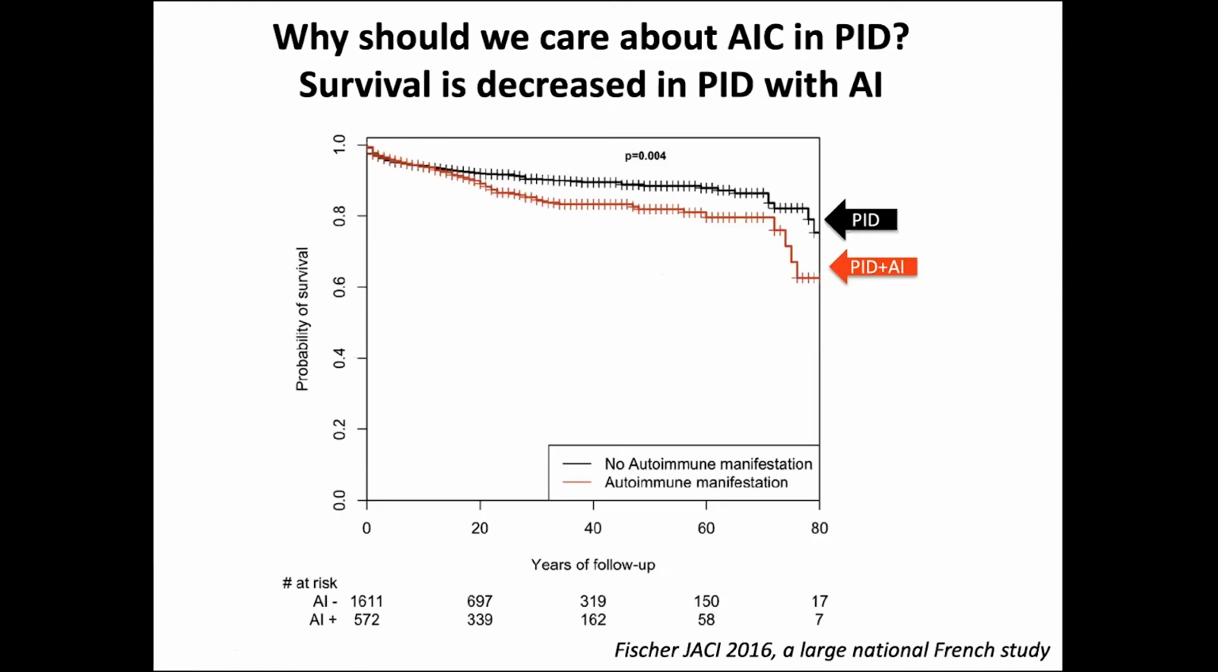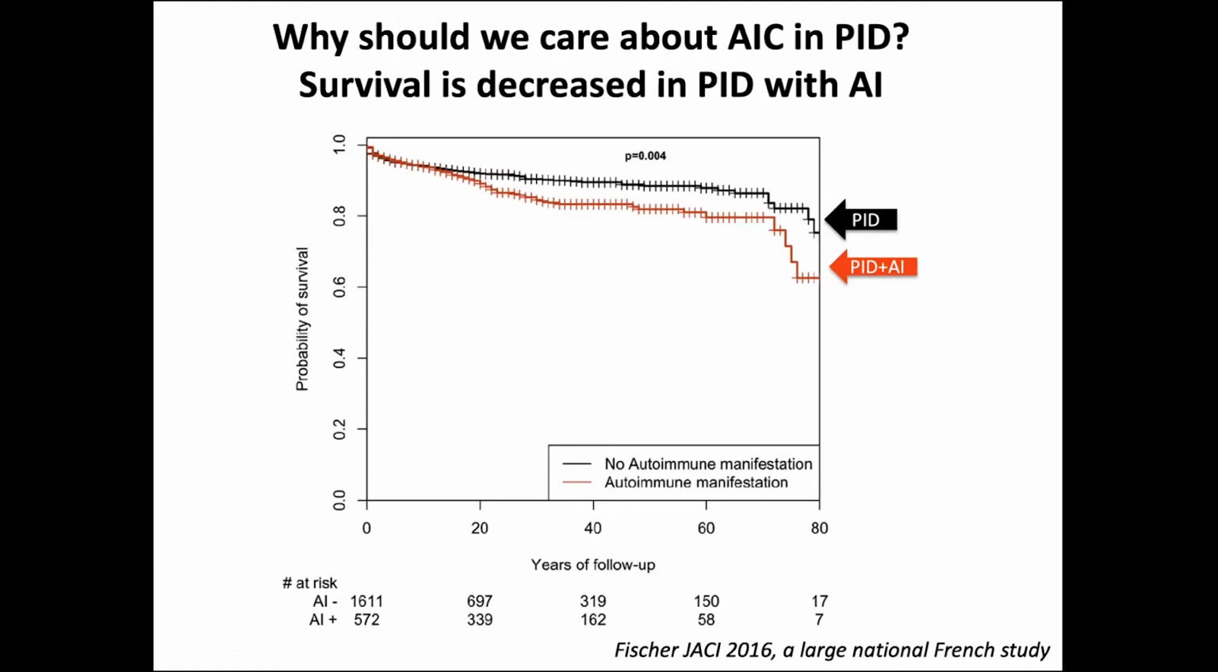And why should we care about these patients with autoimmunity in PID? First of all, those who have an autoimmune complication seem to have a lower lifespan than those without autoimmune complications. And this is, again, the same study from France that has shown that patients who had only primary deficiency with infections and no autoimmunity, around 75% of them survived up to 80 years of age, whereas patients who had both autoimmune complications and the typical PID presentation of infections, their survival was as low as 60%.